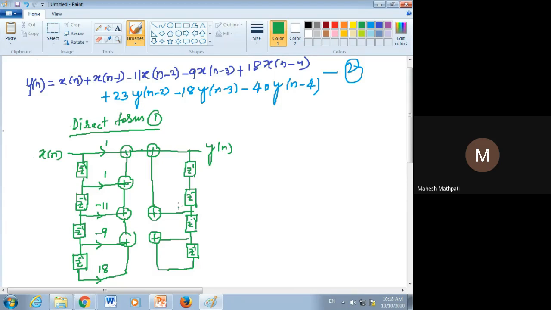Now the multipliers at this point are, how much will come here? This is 23. Fine. At this point it is minus 18. At this point it is minus 40. This is correct? Right, direct form 1? Yes, sir. Did everyone get it like this? Yes, sir. Only 3 members. What about others? Yes, sir. Any difficulty?